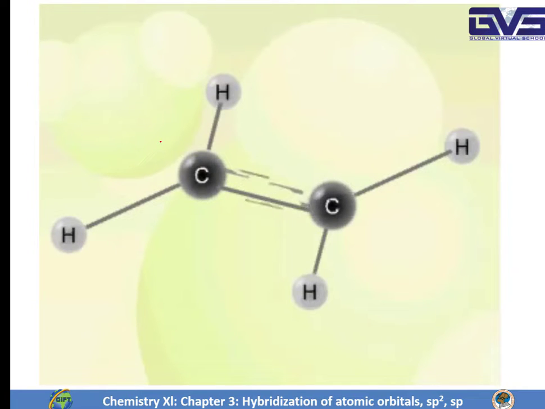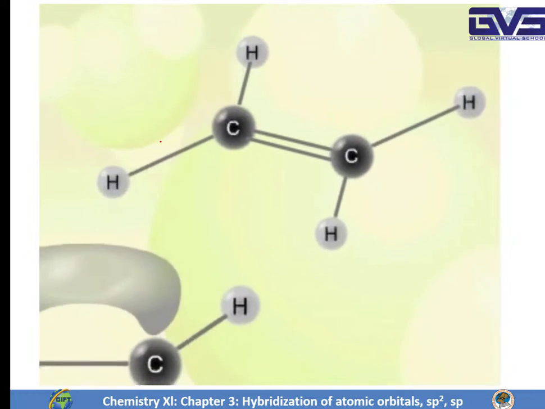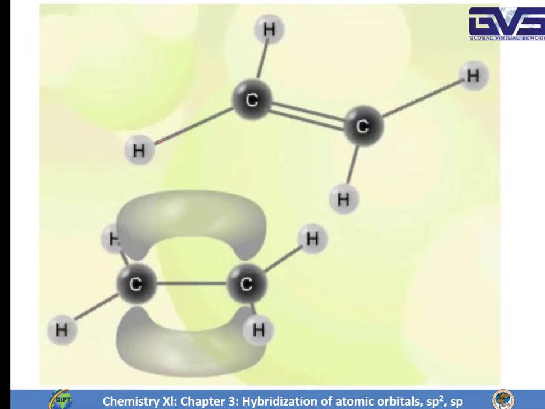Rotation would require the breaking of the pi bond. For this reason, rotation around the double bond is restricted and the ethene molecule is planar, with all bond angles close to 120 degrees. Notice that the sp2 hybridization concept explains not only the geometry around each carbon atom in ethene, but it predicts the planarity of the molecule too.